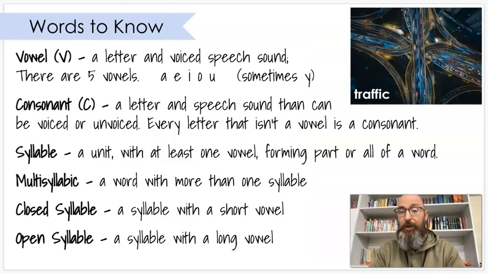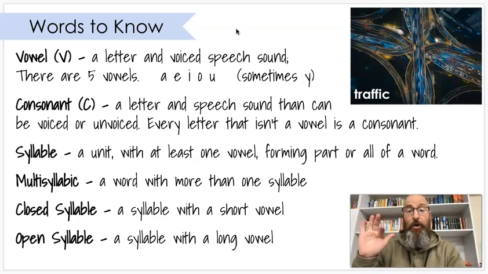There are some words I want you to know because you're going to hear your teacher or somebody else talk about these words, and I want to make sure you know what they mean. First is a vowel, which you'll see labeled as a V on our videos. It's a letter and a voiced speech sound. There are 5 vowels: A, E, I, O, U. I'm sure you know what those are. And of course, sometimes Y.